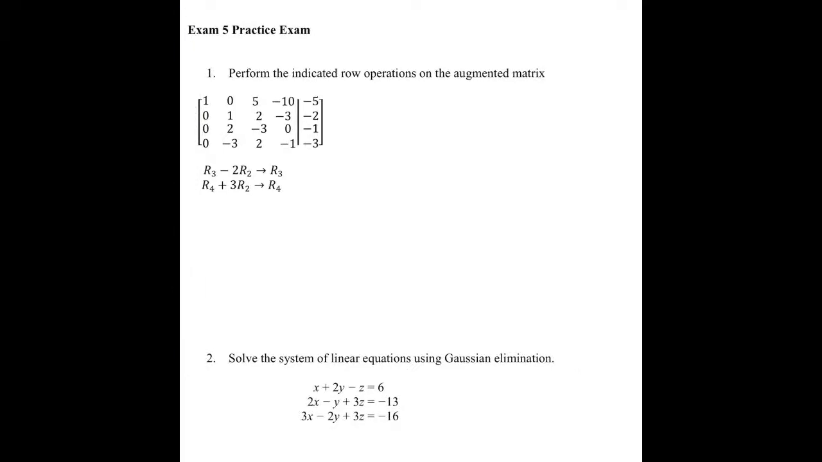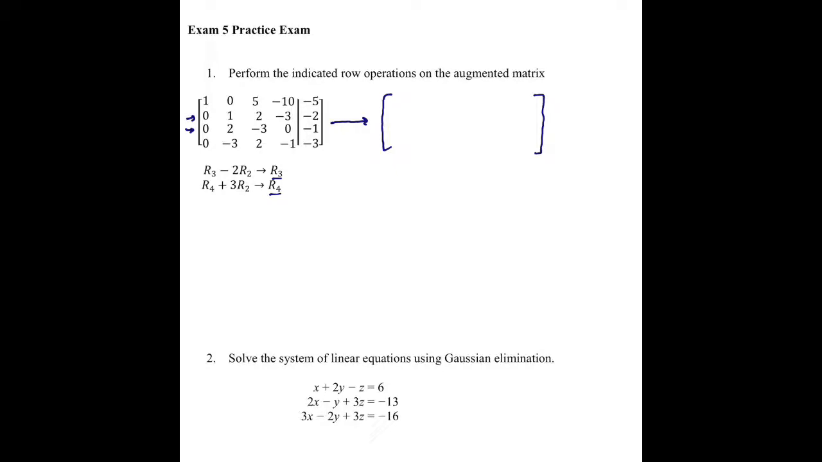Okay, for question 1, we just need to perform these row operations, and since they're affecting different rows, row 3 and row 4, I can do each row operation one at a time. So this first one here is row 3 minus 2 times row 2. So row 3 and row 2 here, just help me keep track.